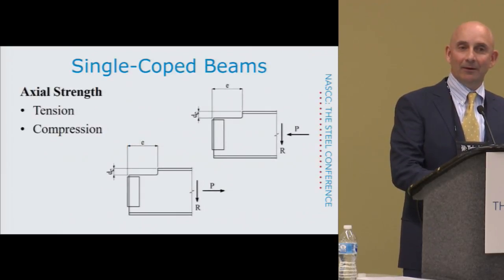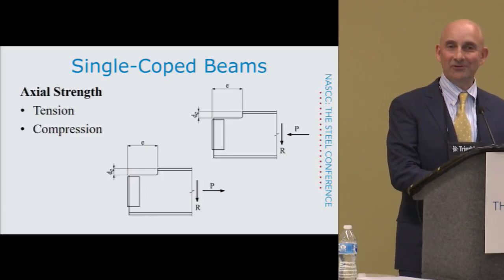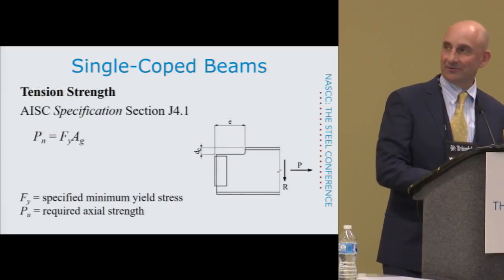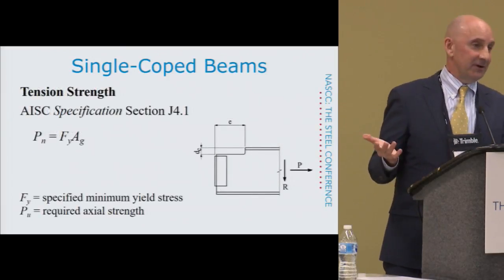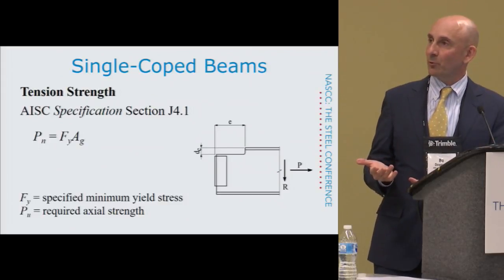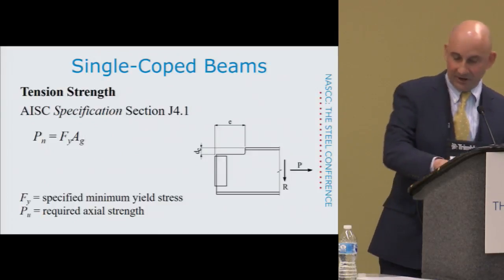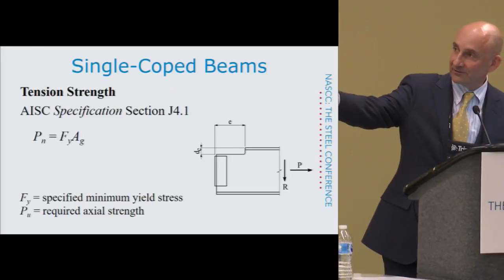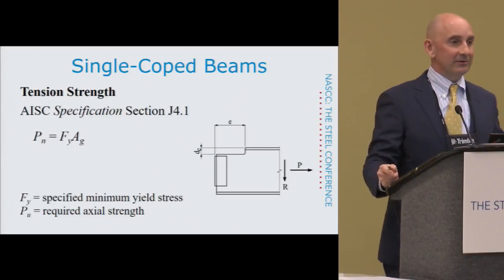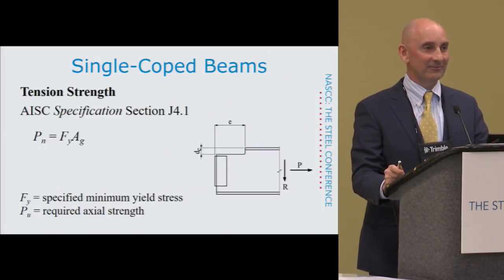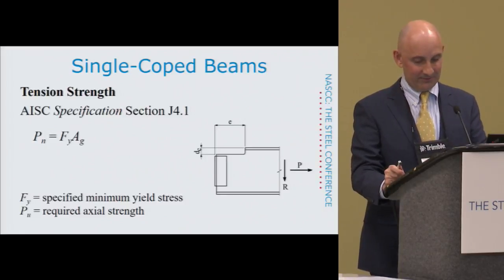But before we get to that, let's talk about something easier, something that's in the spec. It's the tension strength. So we need to talk about the tension strength and then the compression strength of these. The tension strength is just defined in chapter J4.1. It tells you to design it just like any other tension member. So you're taking the area at the cope, of course, your area is going to be this reduced area at the cope. Take that gross area times the yield stress, that's what the specification tells you to do, and we're finished. Throw a phi factor on there or a safety factor if you're ASD. Don't forget about that part.